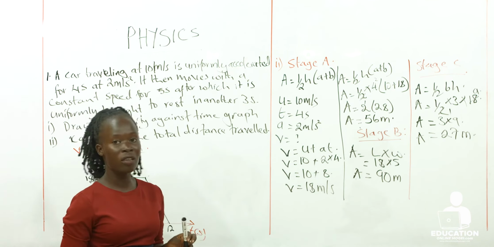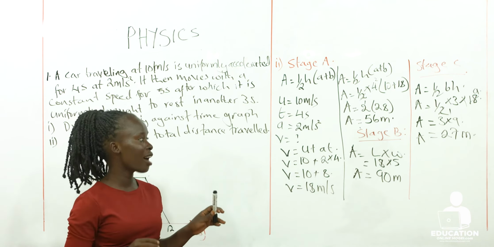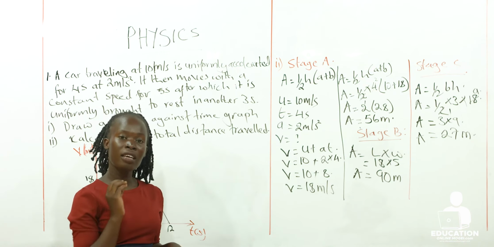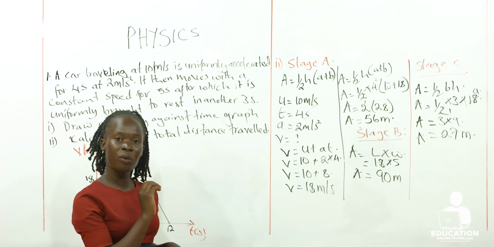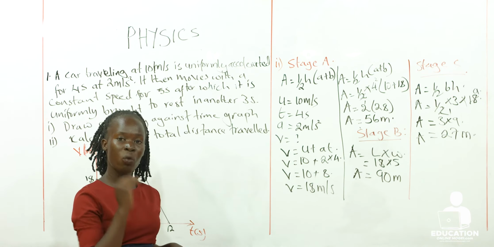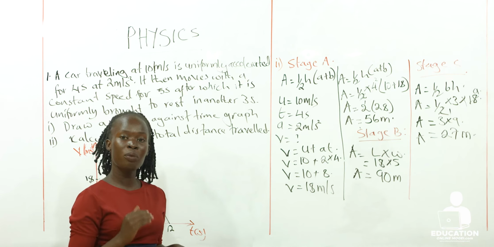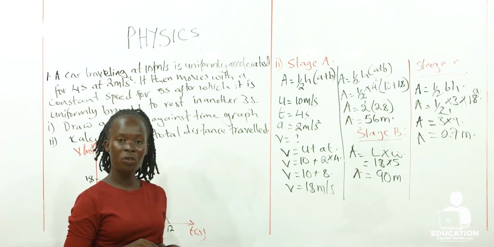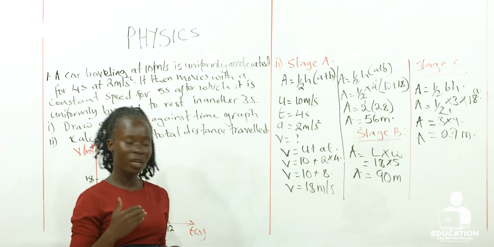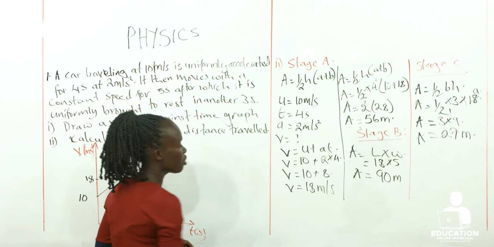So if we have all those, now what do we get as our total distance? Because they are not telling us to find only the distance at every stage, but they want us to find the total distance. So we are just finding it stage by stage, because if you know all the distances at each stage, that means that you are in a position to get the total distance by adding all the distances at each stage.